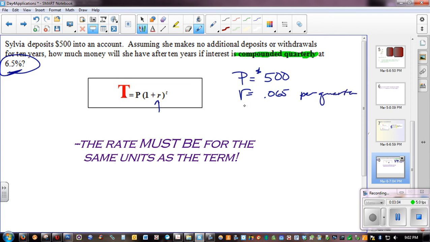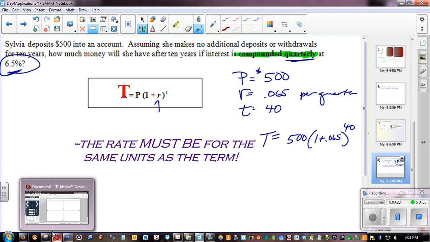And the term is how many quarters we're going to be looking at. We have to use quarters as our term. And so how many quarters are in 10 years? Well, that's going to be 40 quarters. And so we'll start doing our plug-in here. The total amount she's going to end up with is $500 times (1 + 0.065) raised to the 40th power. I think she's going to be a millionaire. I'm going to grab the calculator and take a look at that.